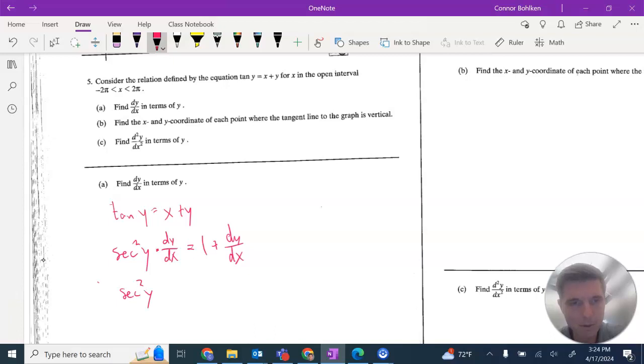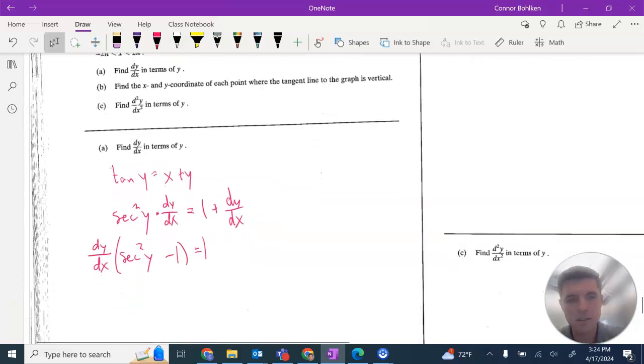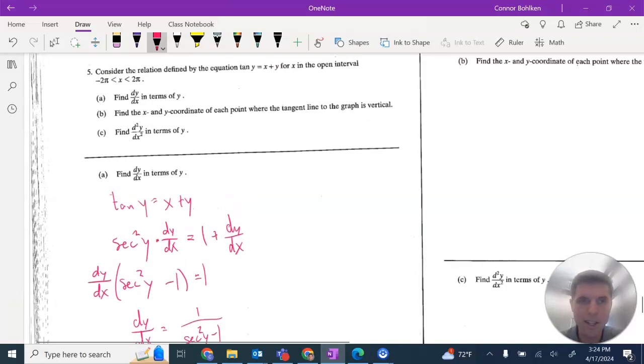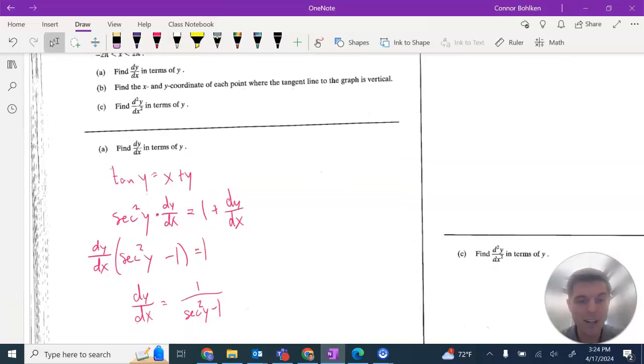I think I'd like to keep secant positive. So I subtracted this to the left, and then I factored out dy/dx. And now I'm going to divide. So dy/dx equals 1 over secant squared of y minus 1. This is, I think, the solution. This is dy/dx in terms of y.